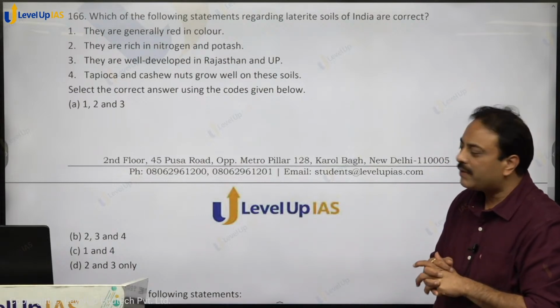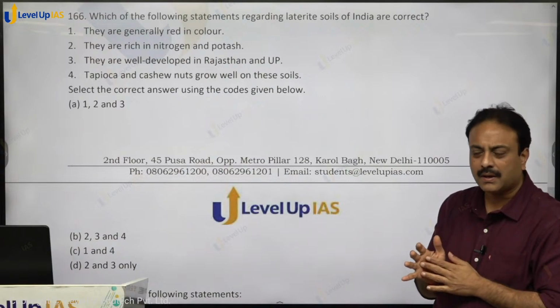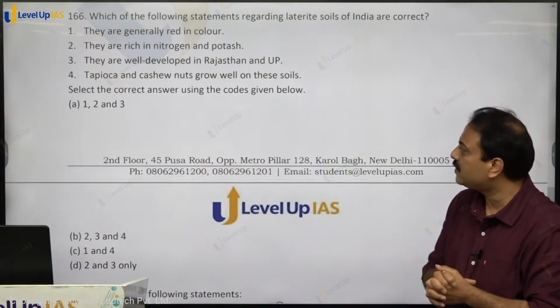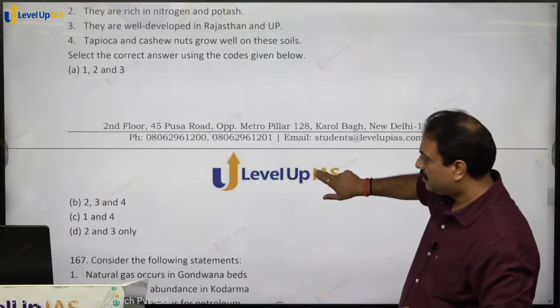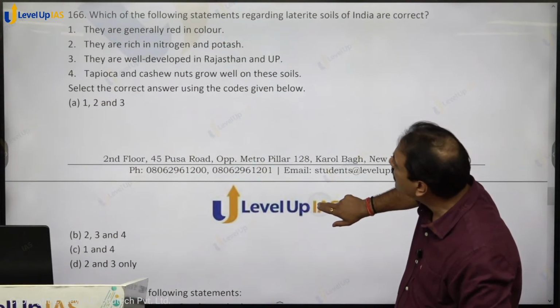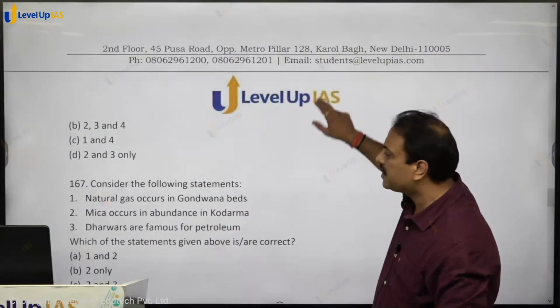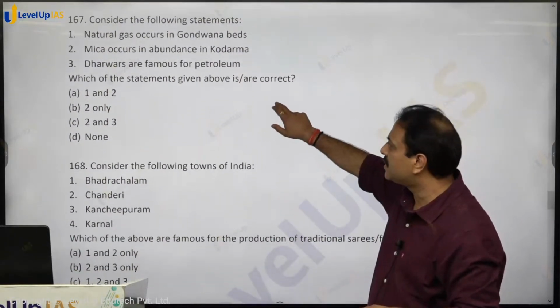Tapioca and cashew nuts grow well on these soils. For cashew nuts, this is what is needed, laterite soil. So 1 is correct, 4 is correct, 2 and 3 are wrong. Isn't it? 1 and 4, option C for cat shall be the right answer.